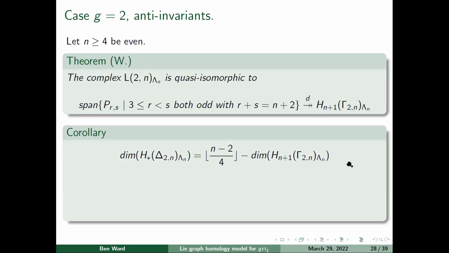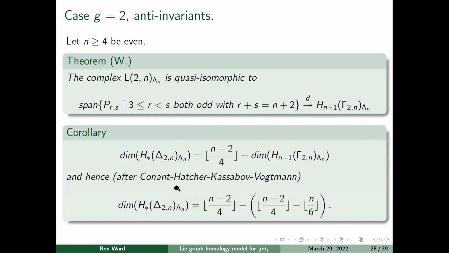In particular, what that means is that the number of alternating classes in delta 2n, which is the homology of this complex, has to be equal to the number of things in here, which I can count, is just the floor of n minus 2 over 4, minus the dimension of this thing, if I knew what that was. So now if I know one of these two things, it tells me the other one. That's the first observation.